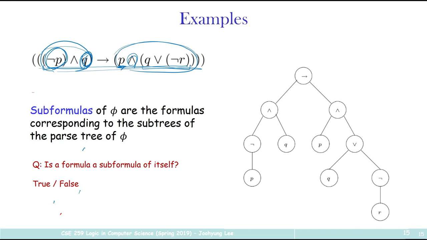My next question is actually this one. Okay. So I just told you the definition of subformula. So how many subformulas are there for the given one?